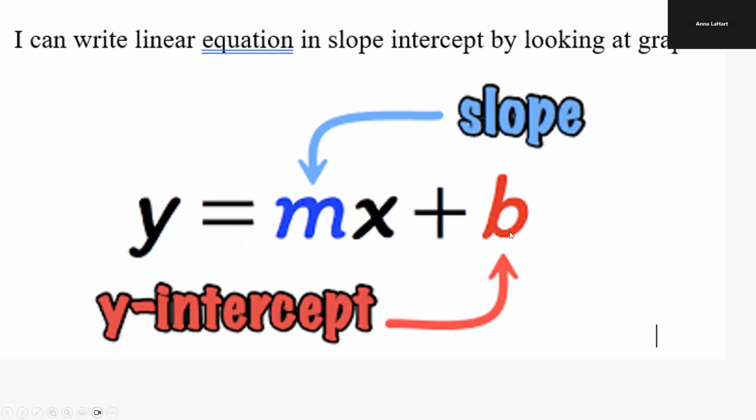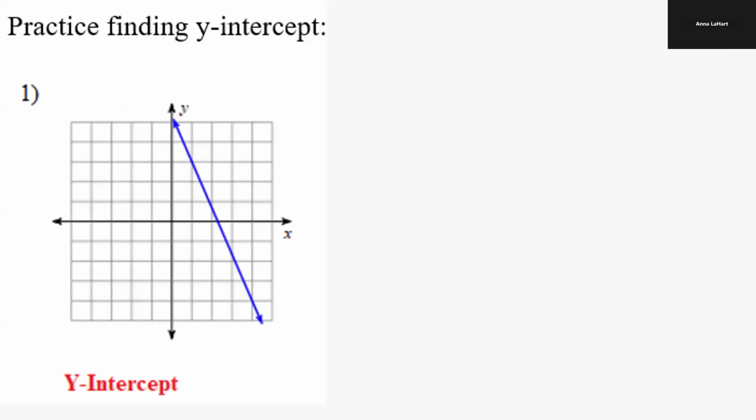Now, m and b are going to be numbers, okay? m and b are numbers that we are plugging in. All right, so first we're going to practice with noticing where the y-intercept is, okay? The y-intercept is where this thing crosses the y-axis. This first one, geez, I should have redone my first examples. But anyway, where does it cross? Right there. What is the y-intercept?